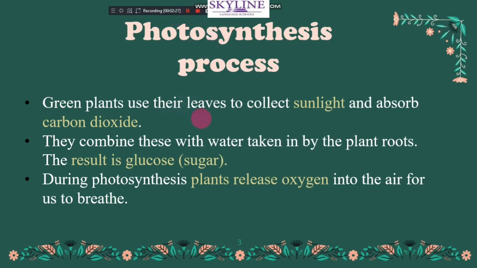Photosynthesis process: green plants use their leaves. The leaves absorb sunlight and carbon dioxide. So which part of the plant absorbs sunlight and carbon dioxide? The leaves. They combine this with water taken by the roots. So the result will be sugar, glucose. During photosynthesis, the plant releases oxygen into the air for us to breathe. So we take our oxygen from what the plant releases.